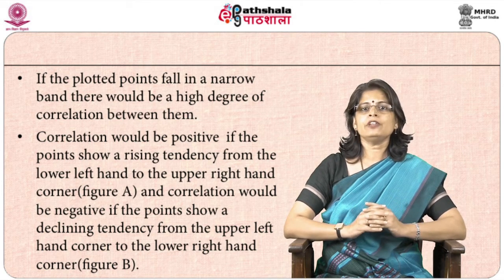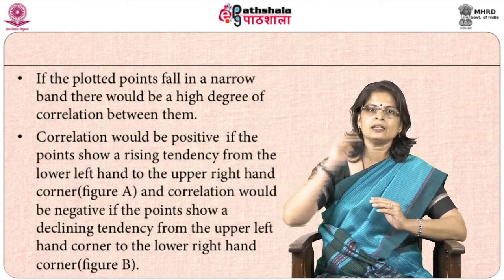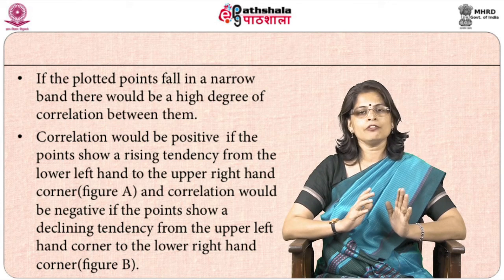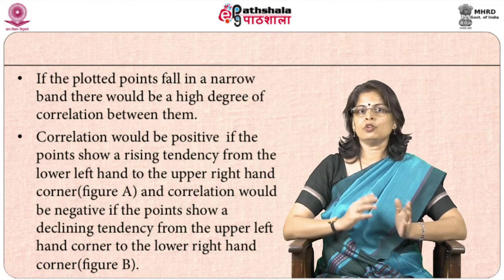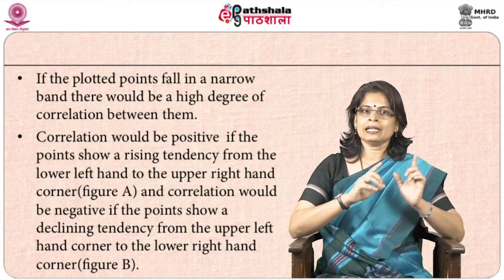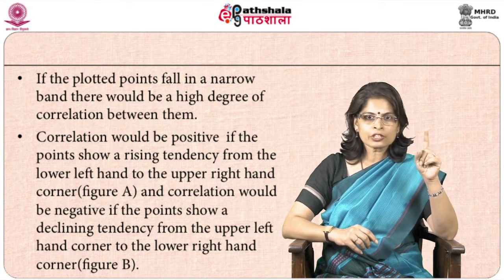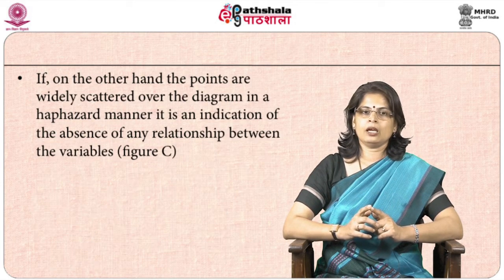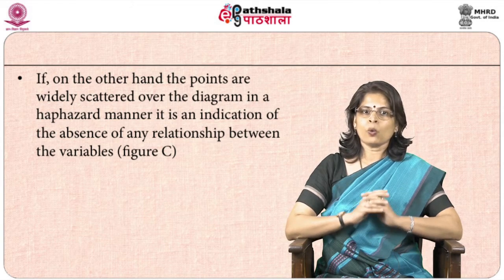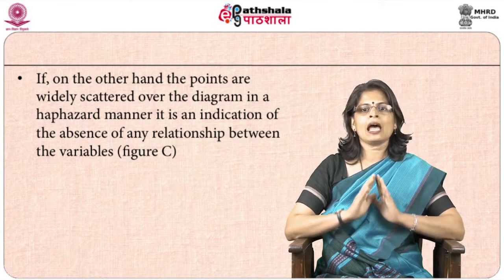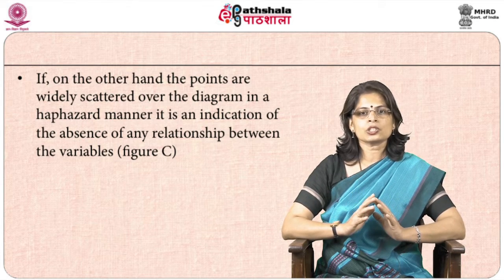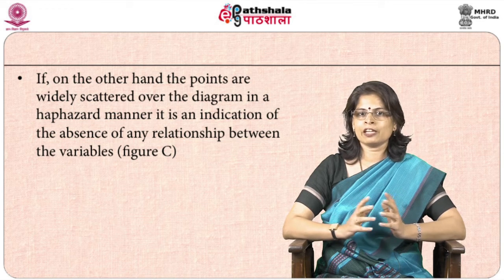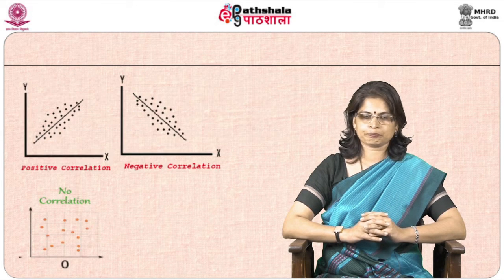Correlation would be positive if these points show a rising tendency, again from the lower left hand corner to the upper right hand corner, as depicted in figure A. And correlation would be negative if the points show a declining tendency from the upper left hand corner to the lower right hand corner, as shown in figure B. On the other hand, if the points are widely scattered all over the diagram in a haphazard manner, it is an indication of the absence of any relationship between the variables, which can be very well seen in figure C.